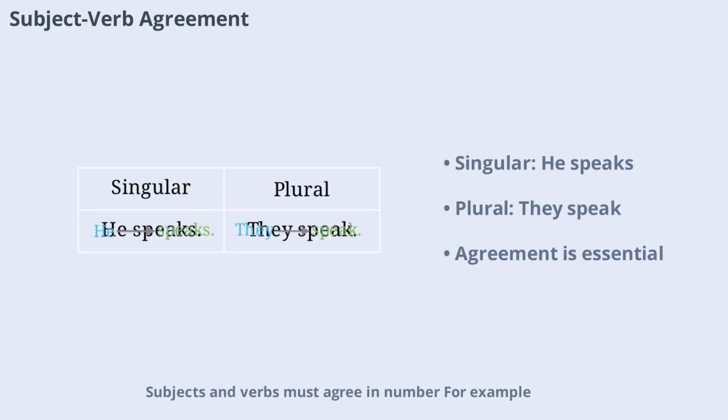Subjects and verbs must agree in number. For example, he speaks and they speak. Always check that your subject and verb match, especially when writing longer sentences. This rule helps your writing sound natural and correct.